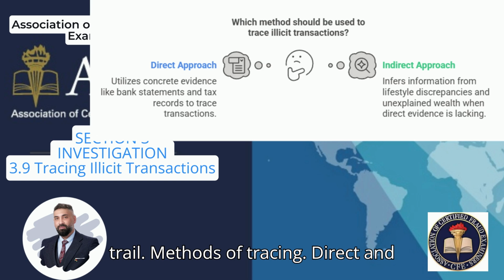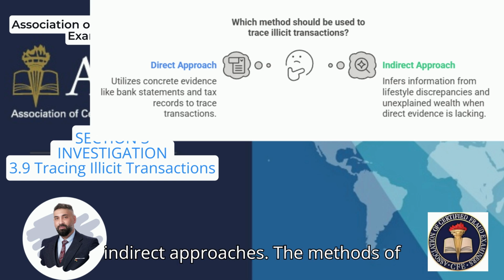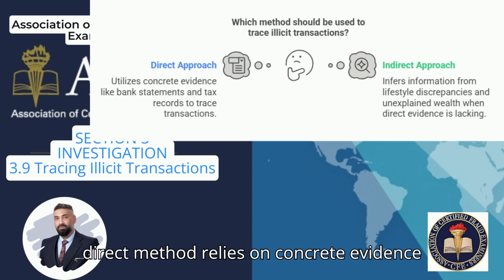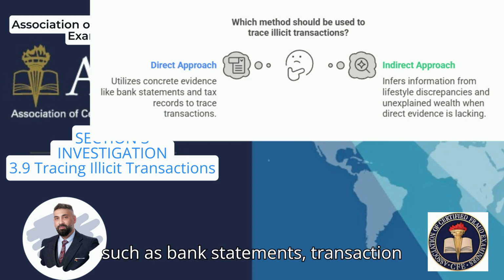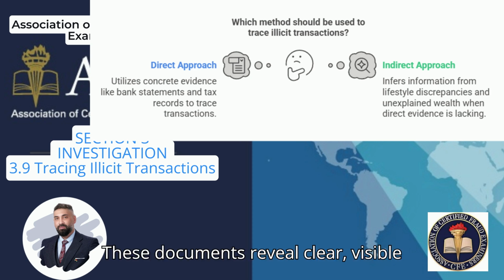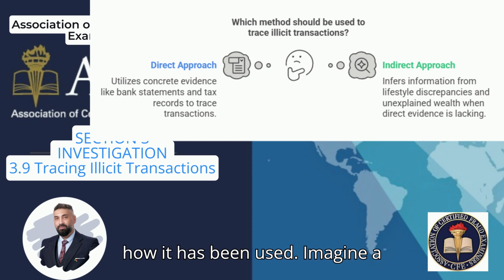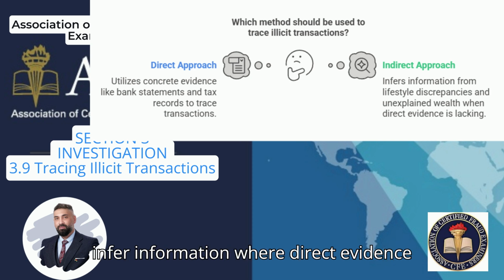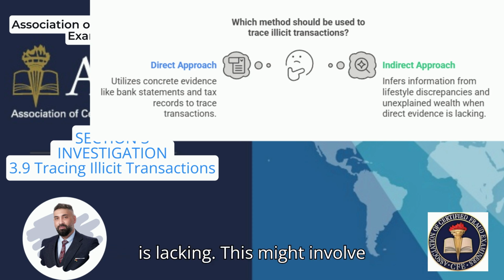Methods of tracing: direct and indirect approaches. The methods of tracing fall into two broad categories: direct and indirect approaches. The direct method relies on concrete evidence, such as bank statements, transaction receipts, and tax records. These documents reveal clear, visible trails of where the money has gone and how it has been used. Imagine a banker's ledger as a goldmine of information, showing deposits, withdrawals, and transfers that can connect perpetrators to their actions.